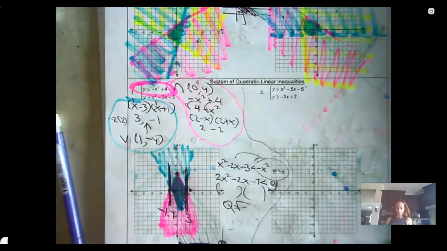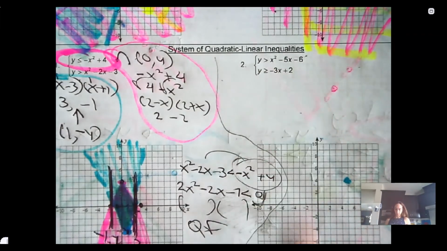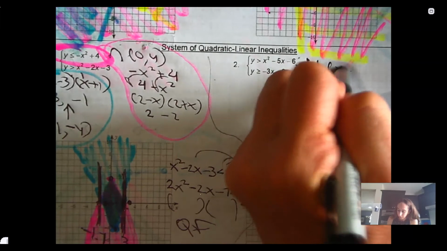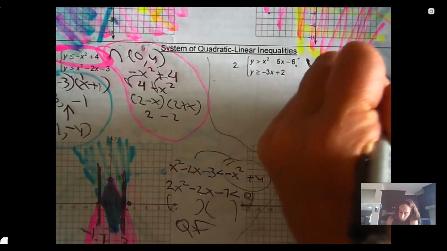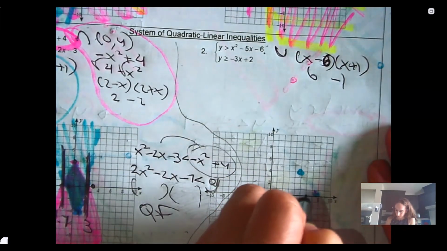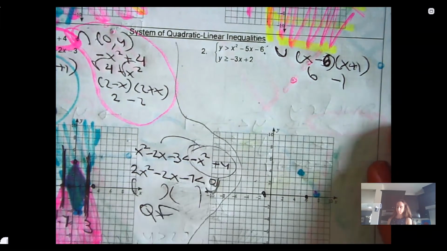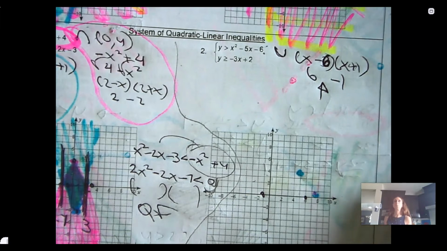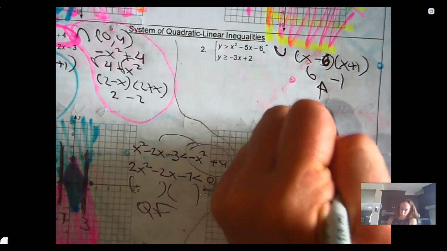Okay? I am going to do the same thing here. Now, let's look here. If I do this one, where'd my pen go? This is going to make a u, and it's going to go up. I could magic x this, and that's x minus 6, x plus 1, which is 6 and negative 1. So 6, negative 1. Halfway between 6 and negative 1 is, let's see, 2.5? Yeah. That's a mean one, okay?